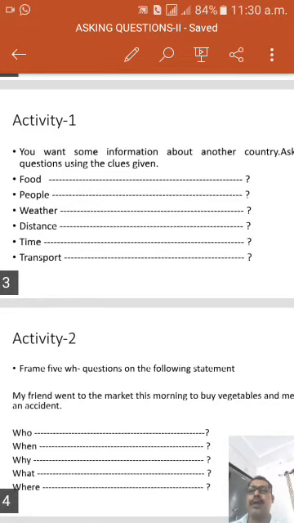Next, how are the people in America? Are they cordial? Are they friendly? Are they reserved? Are they helpful, cooperative? Are they xenophobic?